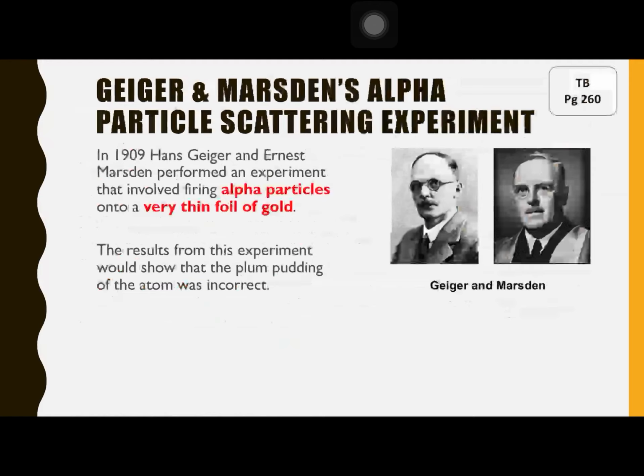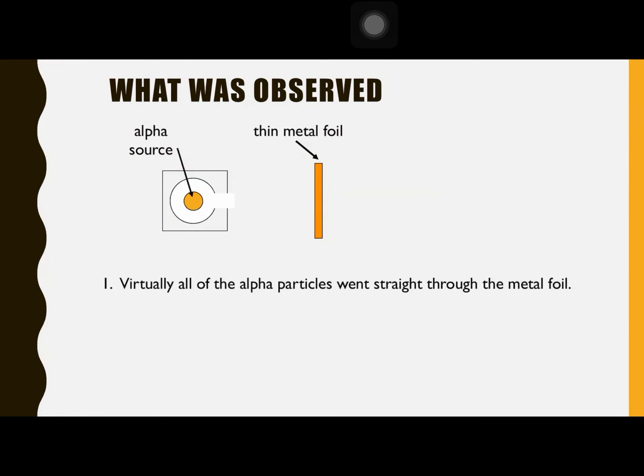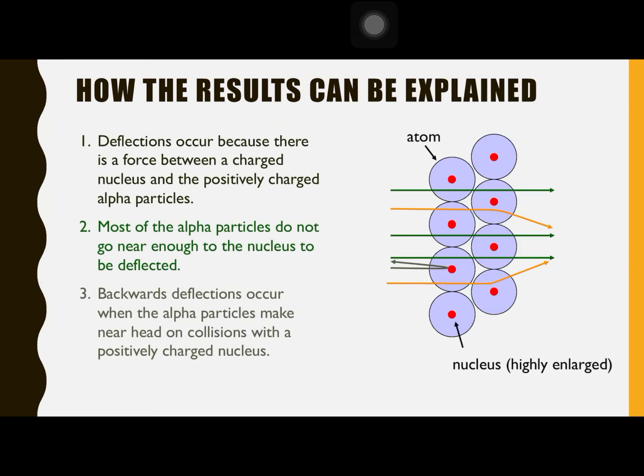Now in 1909, Hans Geiger and Ernest Marsden performed an experiment. What they did was they fired alpha particles, which are positively charged particles, onto a thin gold foil. And the results from the experiment showed that the plum pudding model was incorrect. So what did they observe? If they shot out alpha particles from the source through the gold foil, they noticed that almost all the particles went straight through the gold foil. There were some that got deflected by a small angle, and about 1 in 10,000 were deflected backwards.